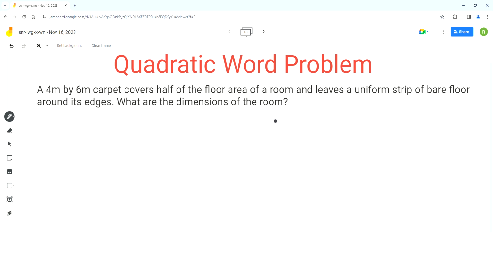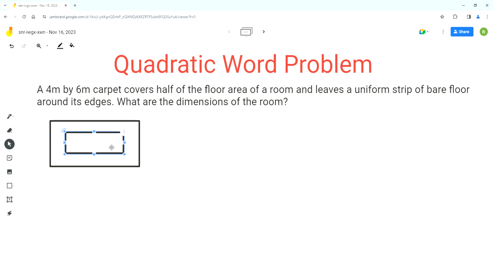So we have to show the floor area, and there is a carpet that covers half of that floor area. So we know that this has to be a rectangle because the carpet is a rectangle. So we'll start by drawing the floor area. The floor is represented by this outer rectangle, and the carpet is an inner rectangle. So this inner rectangle is the carpet. So I'll label that.